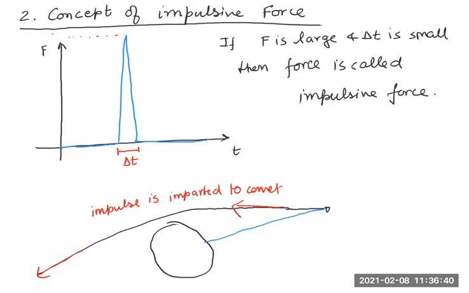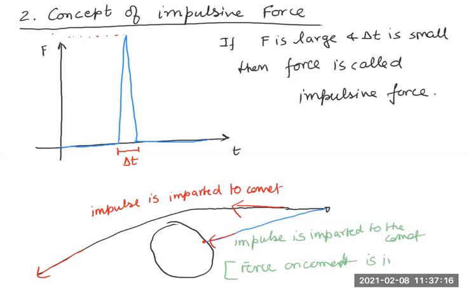In this case, of course, the velocity was like this, and now the velocity is zero. So, in this case also, we will say that impulse is imparted to the comet by the Earth, definitely. However, this time the force on the comet, which has been applied by the Earth, or you can say using the third law the other way around, the force applied by the comet on the Earth, is impulsive.